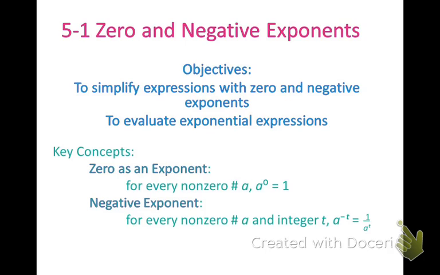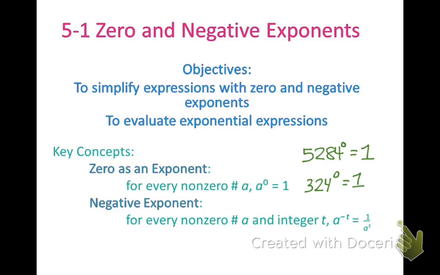A zero as an exponent. For every non-zero number, a, so it could be any number, it could be 10,450, a to the 0 power will always equal 1. So an exponent, when it has a zero, will equal 1. If I had 34 to the 0 power, it would equal 1. If you had 5,284 to the 0 power, it's still going to equal 1.